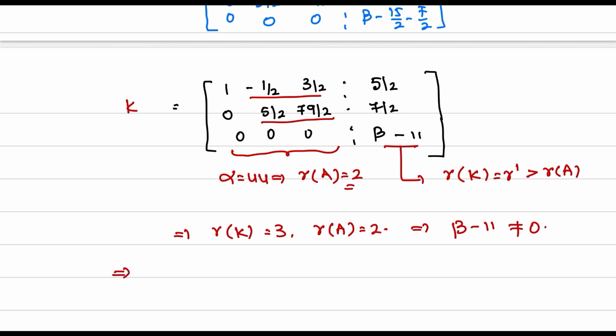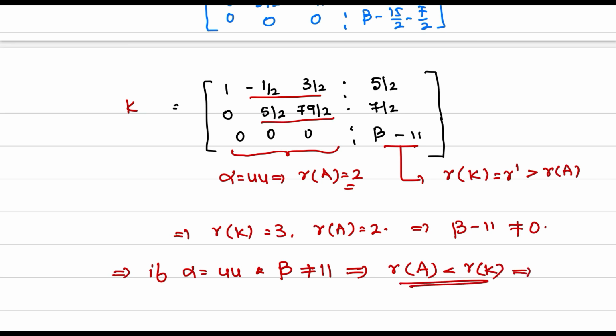That is the conclusion. That means if alpha is equal to 44 and beta is not equal to 11, that implies rank of A is less than rank of K, which implies no solution. Simultaneous equations are inconsistent and there is no solution. That means R is not equal to R dash.